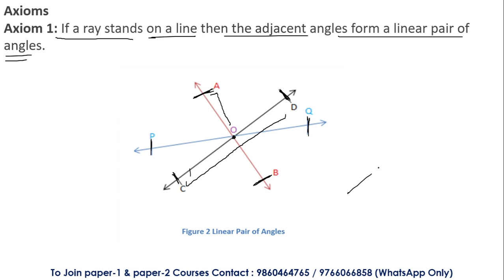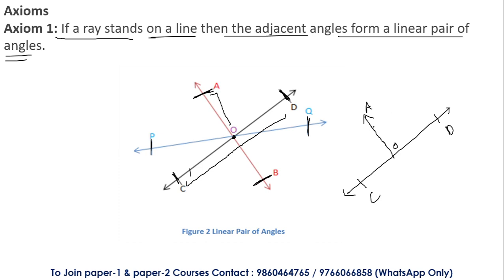I'll draw it on the other side. This is, for example, a line, and this is the line segment CD. On this line segment, this portion here is OA. Due to these two things, the line segment CD and the small portion of the segment OB, that is OA, certain angles are formed.